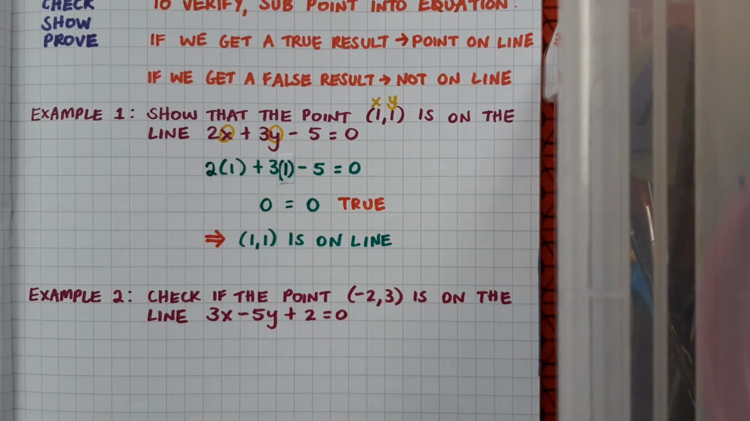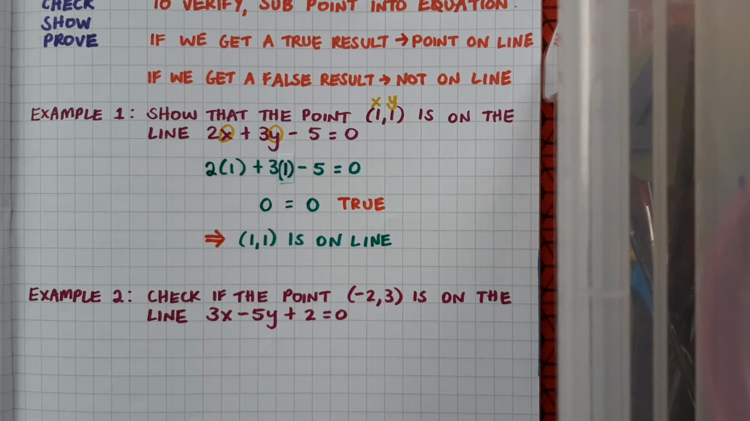So now here's a second example. So this time we're asked to check if the point (-2, 3) is on the line 3x - 5y + 2 = 0. If you've got a good idea of how to proceed, give it a shot, pause the video and play to see if you're correct. And if you want to work through it with me, that's fine too.